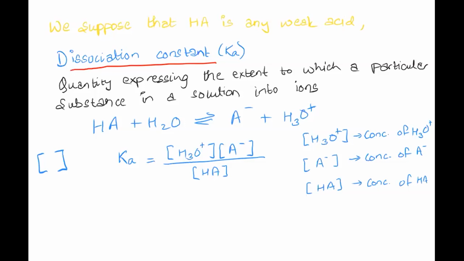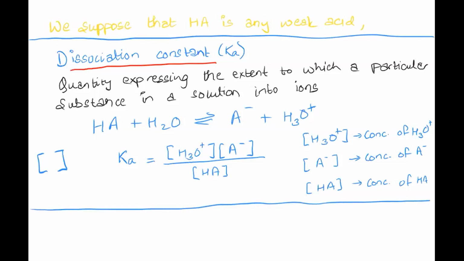I'll repeat this again, don't worry. Just now I told you about the dissociation constant. This is something which you may not be taught in school, but it is something important which will be of use to you all. So dissociation constant basically represents the extent to which a particular substance in a solution is getting transformed into ions.